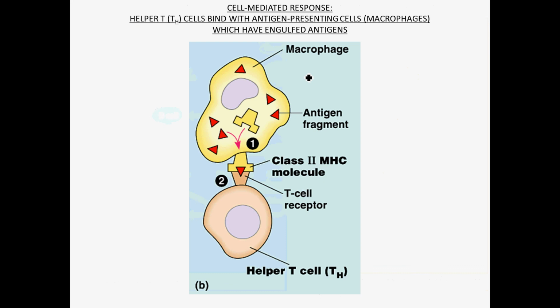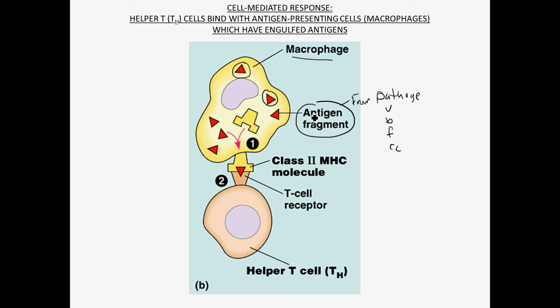So let's just review that again here. Upon first exposure, here is your macrophage cell. That macrophage is going to engulf the antigen or the pathogen, and as it does so, it sort of breaks that pathogen down, right? And these antigen fragments then, and so these red triangles are from the pathogen. It might be part of the virus, part of the bacterium, part of the fungus, part of the cancer cell.